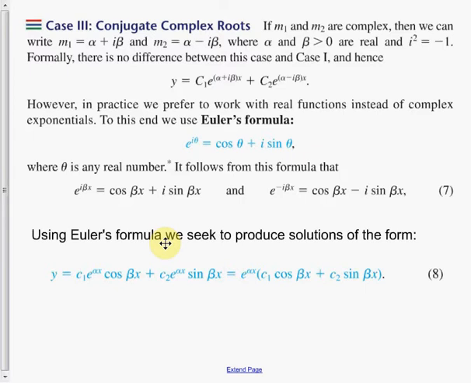And so here we want to be able to write the solution that is universally accepted. Okay? So you would think where m sub 1 and m sub 2 are complex, we can write m sub 1 as alpha plus beta i, and m sub 2 as alpha minus beta i, and then just write the solutions with respect to how those terms are written. I mean, that would be fine.